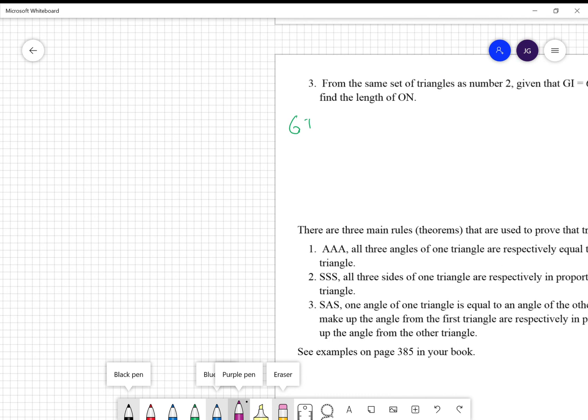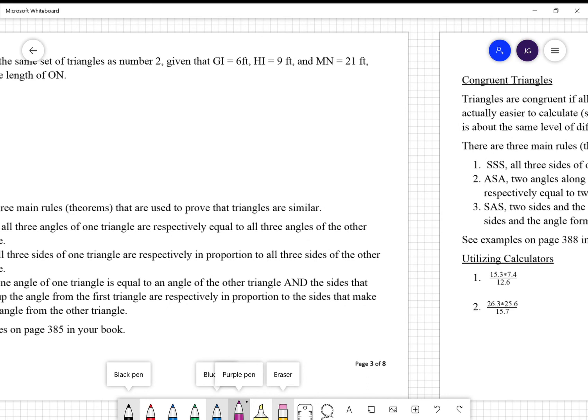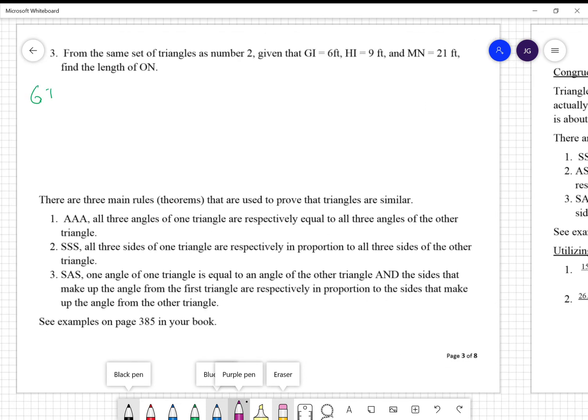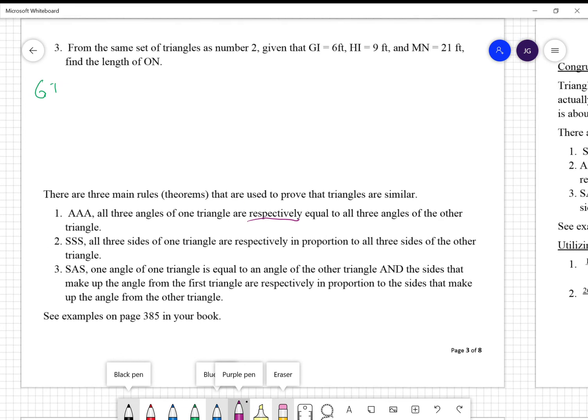There are 3 main rules or theorems that are used to prove that triangles are similar. Angle, angle, angle. If all 3 angles of one triangle are respectively equal to all 3 angles of the other triangle, then the triangles are similar. Another theorem, side, side, side. If all 3 sides of one triangle are respectively in proportion to all 3 sides of the other triangle.